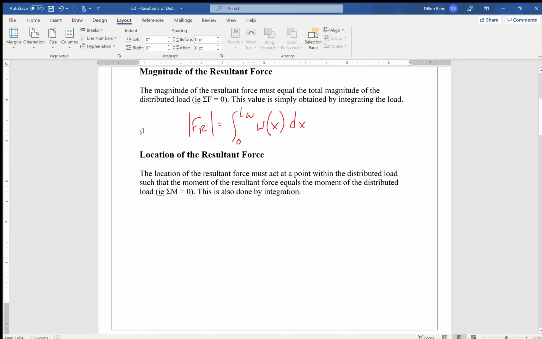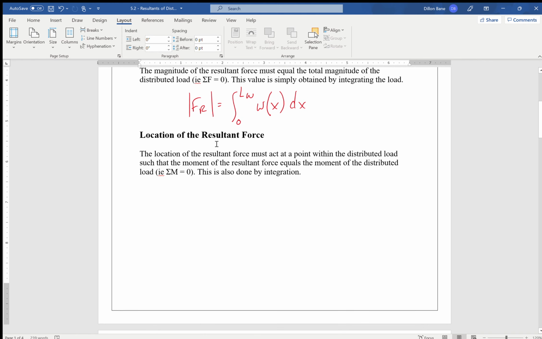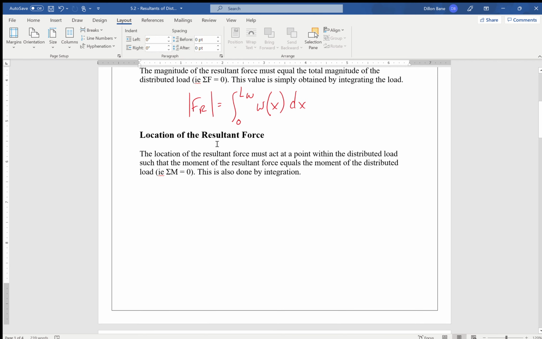This time we need to talk about where on this beam will this resultant load act that can replace the distributed load. Basically we need to sum moments about a point such that the moment of the distributed load equals the moment of the resultant force about any point. So we're just going to isolate the load. I'm going to redraw it just so it's a little bit bigger and we'll be able to look at this a little better.